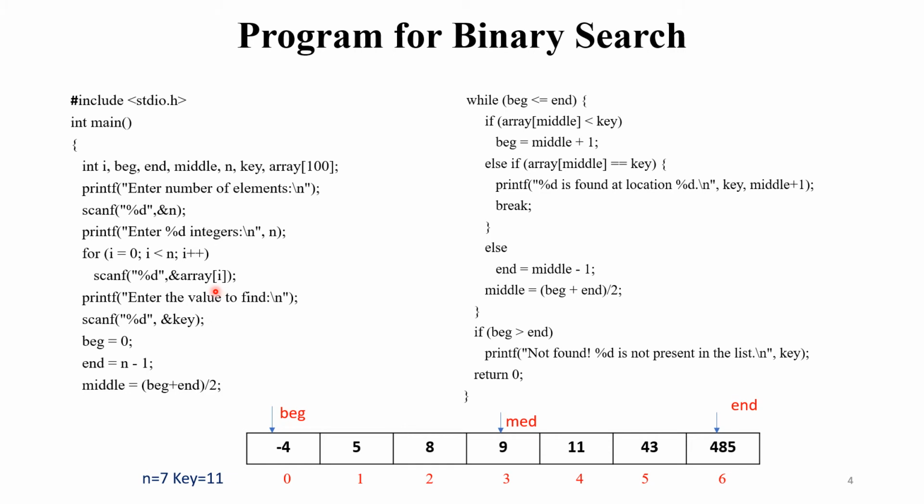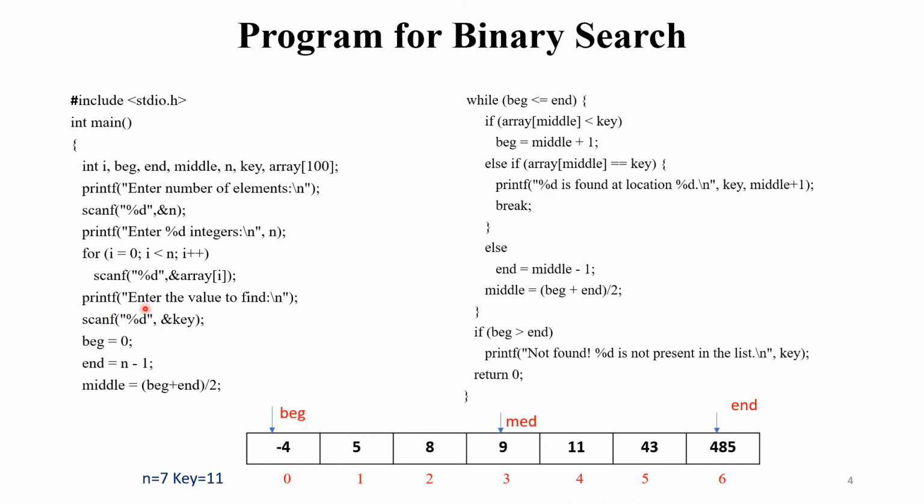Here first, i is 0. So here we enter the first element at the 0th index. Next, i is incremented by 1. So we enter the element at the first index. Similarly, we enter all these elements.